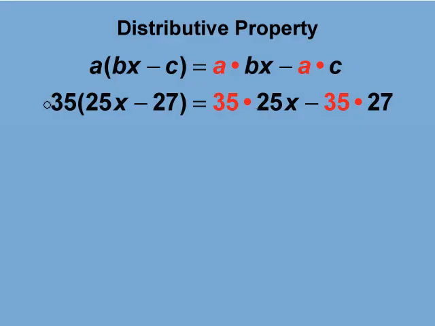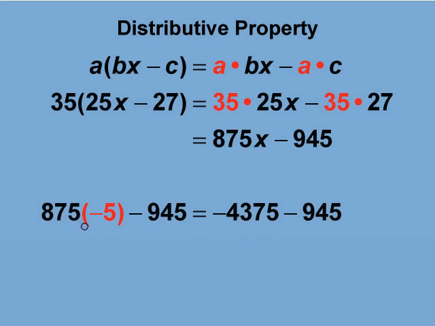We now distribute 35 to both terms, as shown here. We get 875x minus 945. We evaluate this expression for x equals negative 5, as shown here. We get negative 4,375 minus 945, which is equal to negative 5,320.